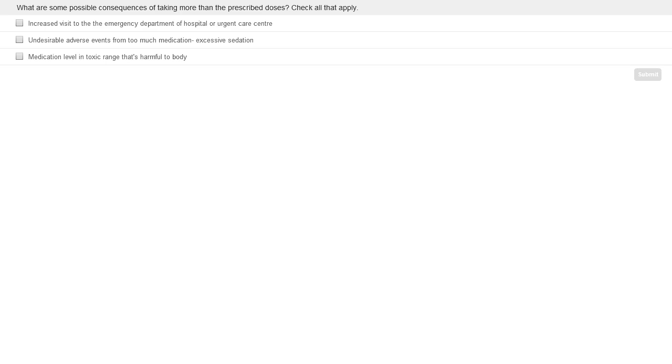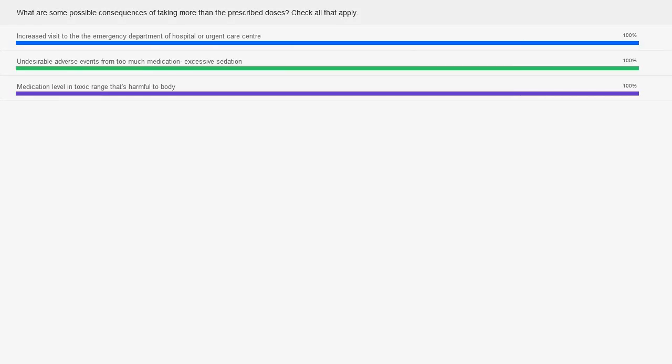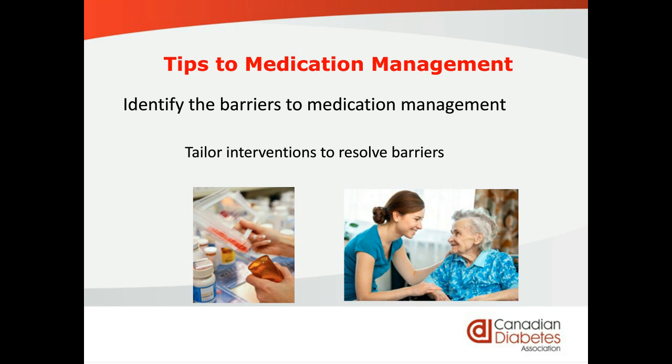So let's look at the other end of the spectrum. What are some possible consequences of taking more than the prescribed doses? Yes, all those can be the result if the medication are taken incorrectly and too much were taken. So let's move on and talk about, now we know the severe impact of not taking the medication as prescribed.